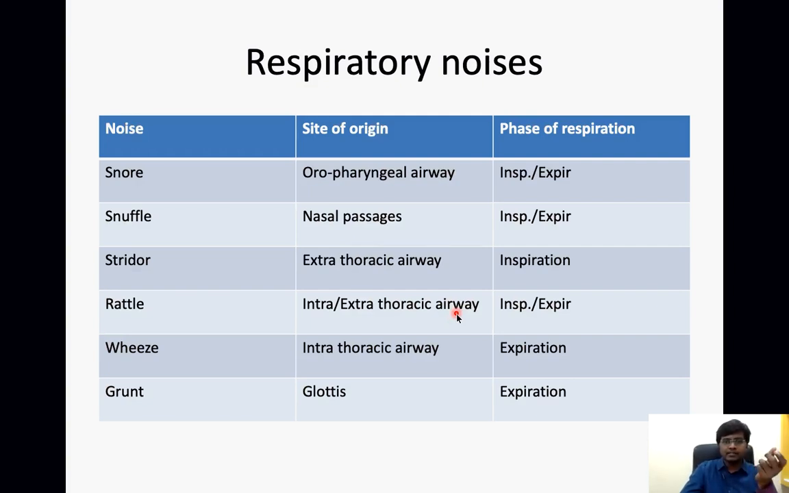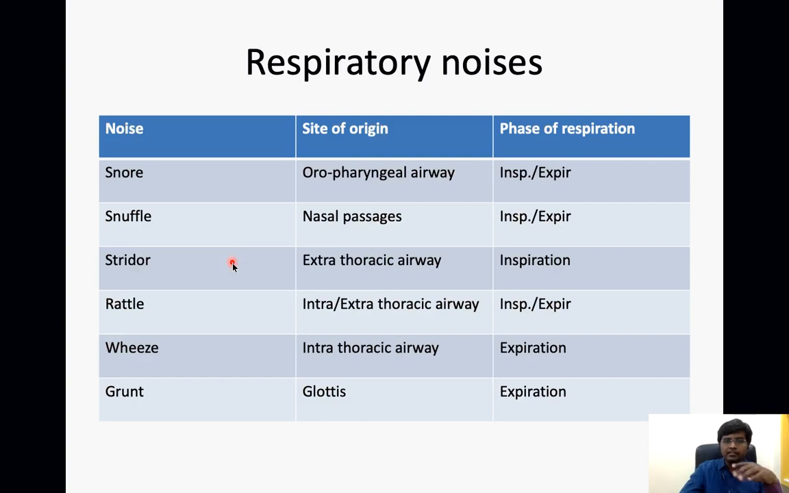So whenever a snuffle is present, that is, whenever they have discharge from the nose, the mother will say, my child is always sniffing, that is the snuffle. That means the problem is in the nasal passages. It might be a simple viral URI or an allergic respiratory problem, where there is blockage of the nose causing the snuffle sound. The child might be always snuffling. It is present during both inspiration and expiration.